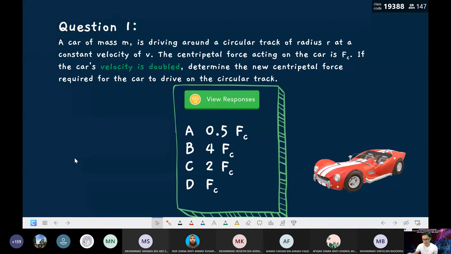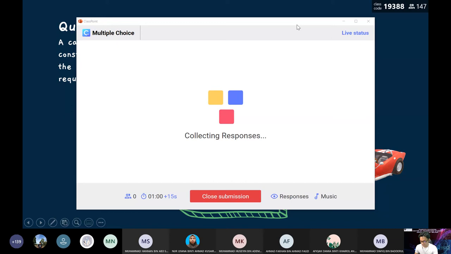Okay, this is the kind of, kita panggil dia, lebih kurang macam final exam lah. Dia tak guna information, but it gives you how, adakah you faham the concept of the centripetal force by using the formula. So the question is, a car of mass M is driving around a circular track of radius R at a constant velocity of V, and then the centripetal force acting on the car is FC. So if the car velocity is doubled, what happens to the FC? Okay, jadi saya akan buka the answer box, then you may begin.